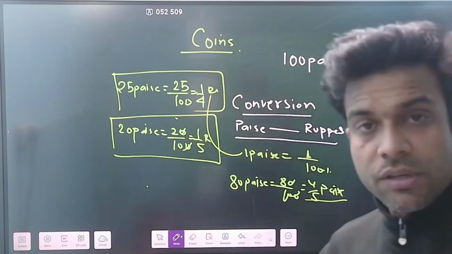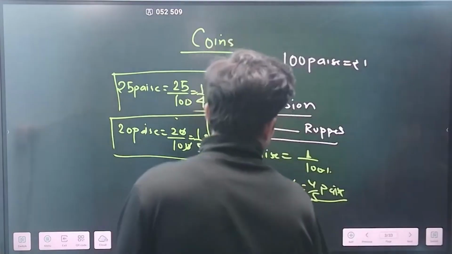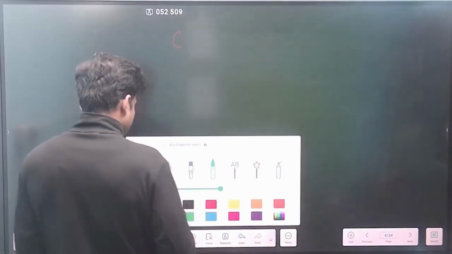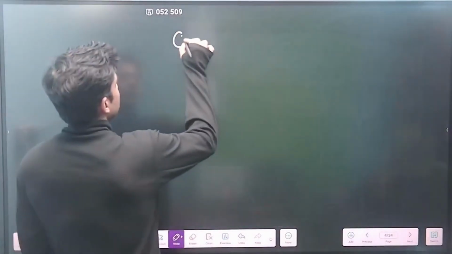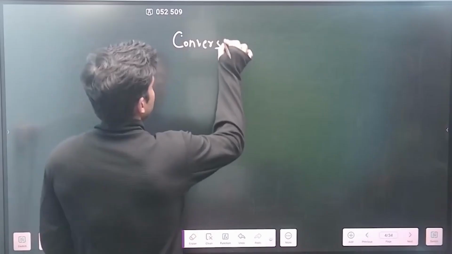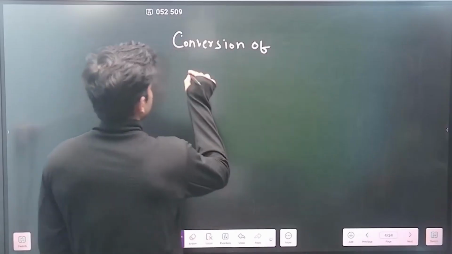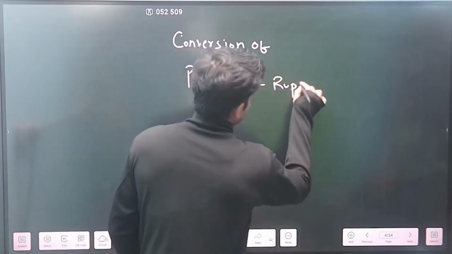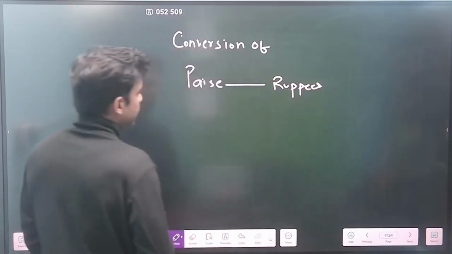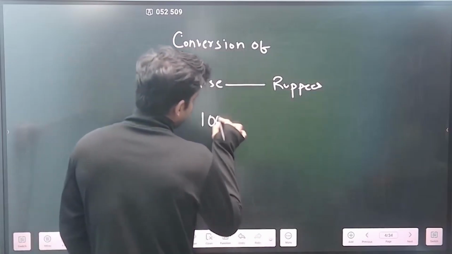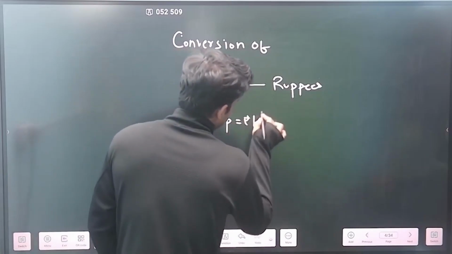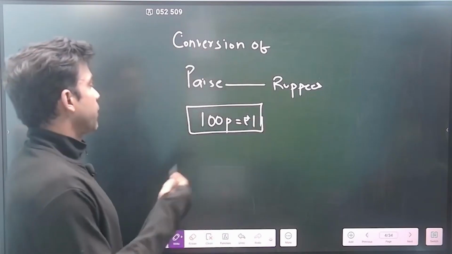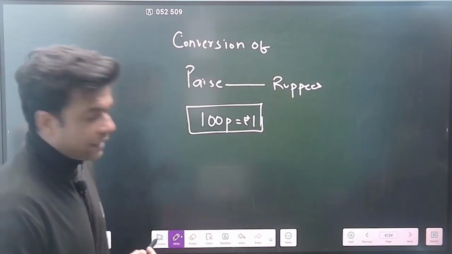So I would say these are the conversions which we need to understand. Basically, the first point is that everybody needs to understand the conversion of paise to rupees. Always remember, 100 paise is equal to 1 rupee, and you guys can do anything with this concept.